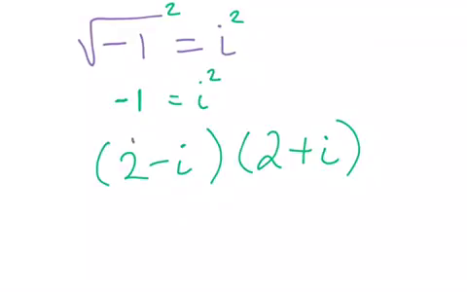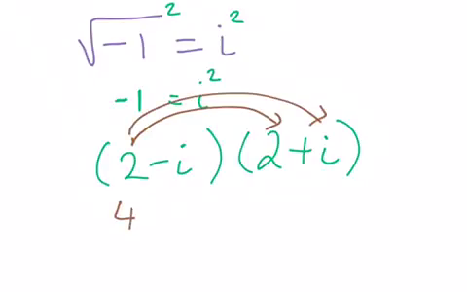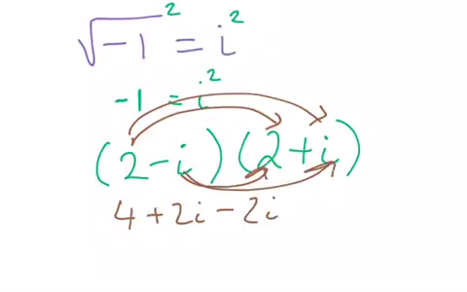I understand this is also the difference of squares, but let's go ahead and just FOIL. So 2 times 2 is 4. 2 times i is 2i. Negative i times 2 is negative 2i. And negative i times i is negative i squared. All you have to be concerned with is that upon doing this, here we see you have 2i minus 2i. We can almost think of this as having similar properties to x.